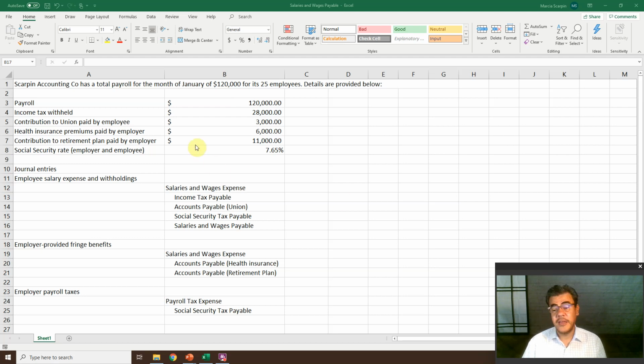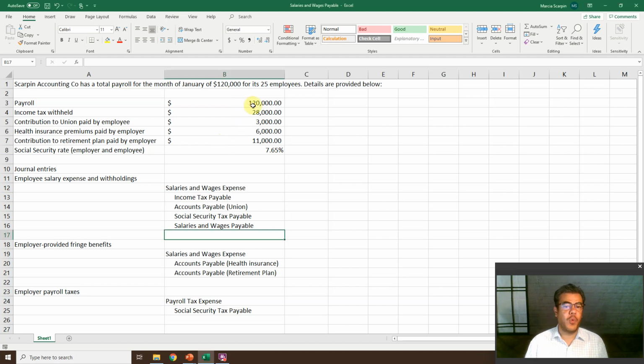Okay, and here, it is based on US law. Check your local law if you are not from the US to check this percentage or to check how it works. But this is the most common procedure for payroll. So Scarpin Accounting Corporation, my fake company, has a total payroll for the month of January of $120,000 for its 25 employees. Details are provided below.